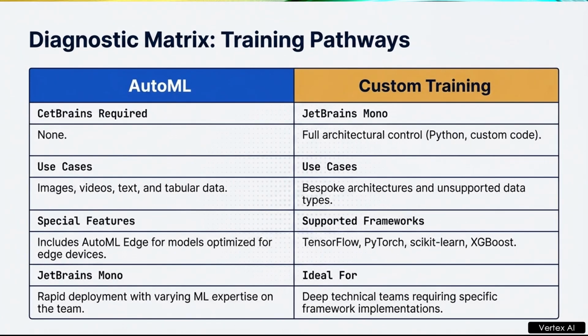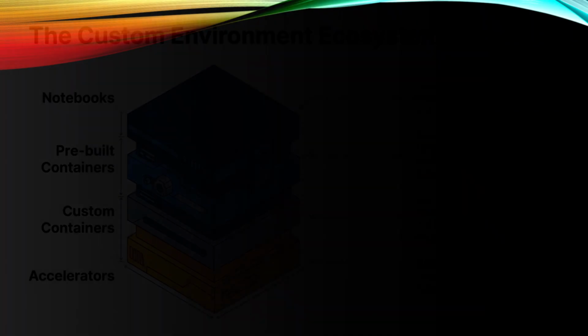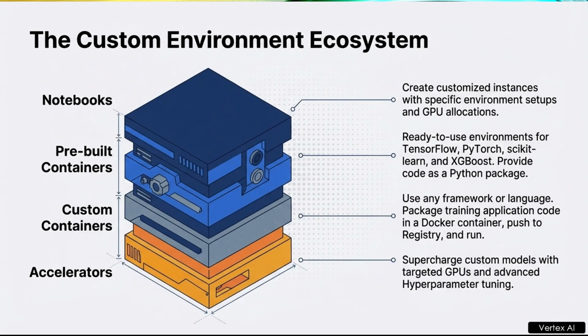That leads directly to slide 7, diagnostic matrix. Training pathways. I have an analytical question here based on the slide. Does choosing custom training fundamentally break the unified ecosystem? No, the documentation clarifies it does not. AutoML handles standard formats and edge devices, sure, but custom training seamlessly supports TensorFlow, PyTorch, and scikit-learn. So it still heavily supports deep technical teams. Precisely. It keeps them in the same ecosystem.